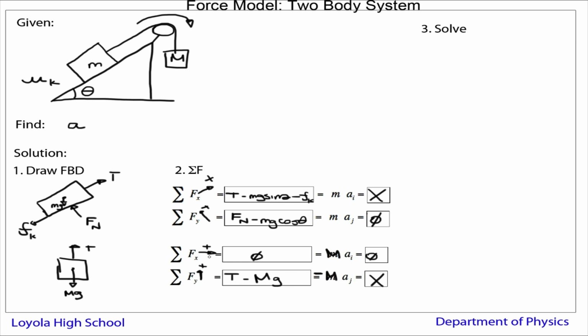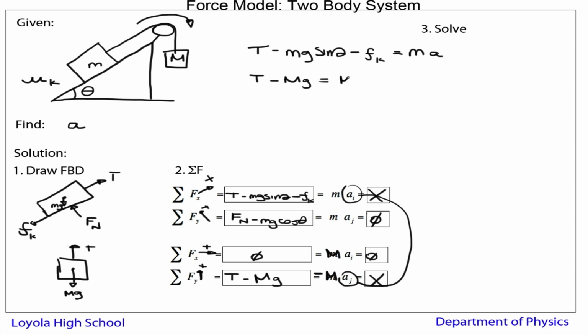Okay, so those are the force equations, and the question is to solve for the acceleration. We're trying to solve basically for this acceleration here. Note, the acceleration in the x direction for this mass is the same as this acceleration, so these are one and the same. These are the same acceleration because, assuming there's no stretch in the string, which would affect that, the x acceleration is equal to that acceleration. So my equations become: T minus mg sine theta minus frictional force kinetic equals ma, and then I also have T minus capital Mg equals capital Ma. I took out the subscripts because they're the same acceleration.